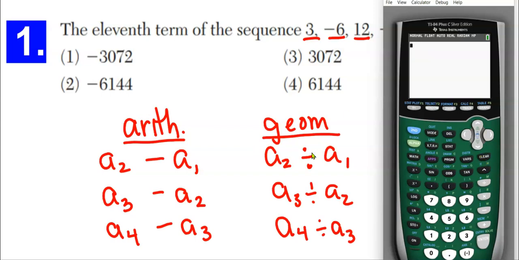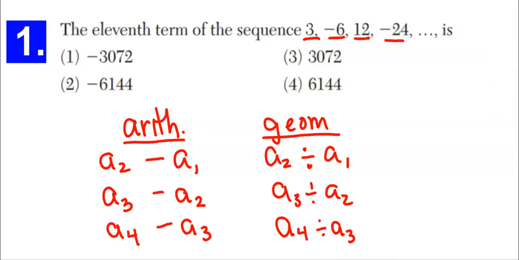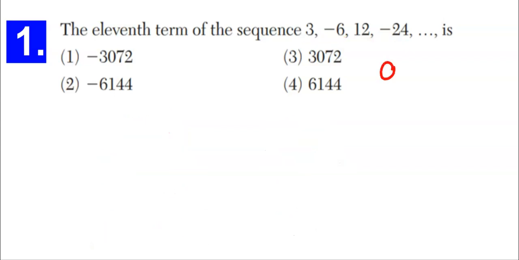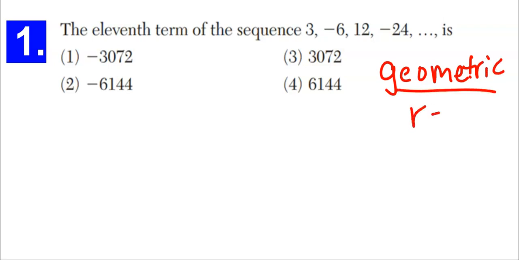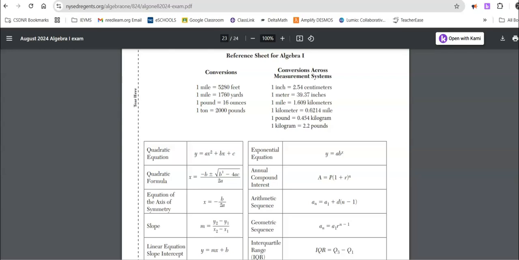So now I'm going to check the pattern for geometric sequence. Take the second value, -6, and divide it by 3. Take the third value, 12, and divide it by -6. You'll notice I'm getting the same result here, so the common ratio is -2. That makes this a geometric sequence. And if we know it is a geometric sequence, then we need to know the common ratio, which we discovered was -2.